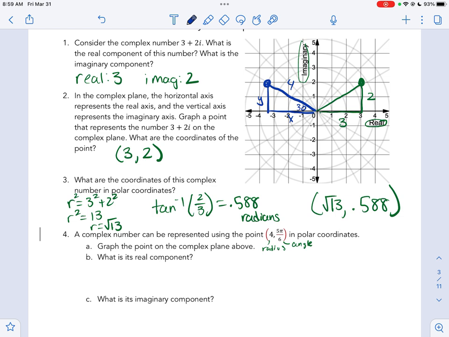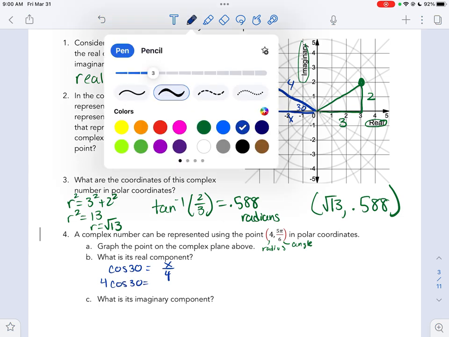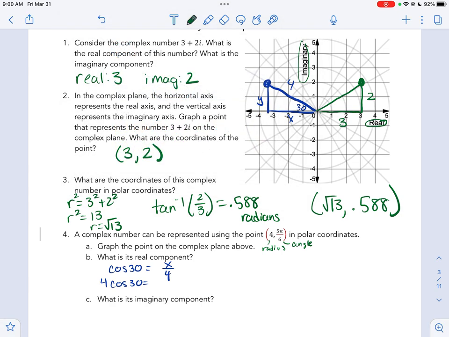So the real component is the x. So I'm going to say that the cosine of 30 is x over 4. So this is 4 times the cosine of 30. And let's see, what are these values? Cosine of 30 is, let's see, this would be negative root 3 over 2. So we have 4 times negative root 3 over 2. So that's negative 2 root 3 is our x component.